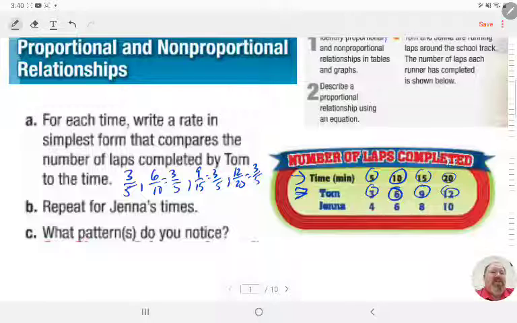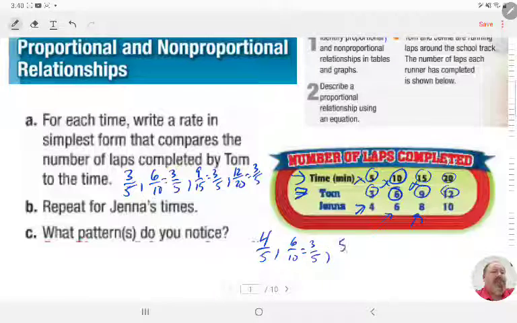And then when we look at Jenna's and we do the same thing, we have 4/5. We have 6/10, which is 3/5. We have 8/15, which is simplified down. And we have 10/20, which is 1/2. Now, what do you notice about those? Well, you should notice in Tom's that they all simplify down to the same fraction, 3/5. And you should notice in Jenna's, they're different. They're all different fractions. They're not the same.